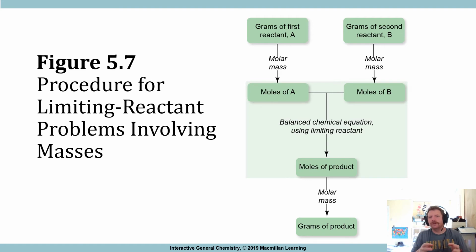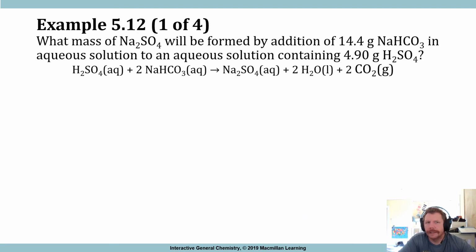Now, it gets a little bit trickier whenever you're presented with a mass. But heck, it's just adding another step. It's not a more difficult step, it's a step that you know how to do. And it all relies upon your molar mass, that information that comes from the periodic table. So as an example, what mass of sodium sulfate Na2SO4 will be formed by the addition of 14.4 grams of NaHCO3 in aqueous solution to an aqueous solution of 4.9 grams of H2SO4?